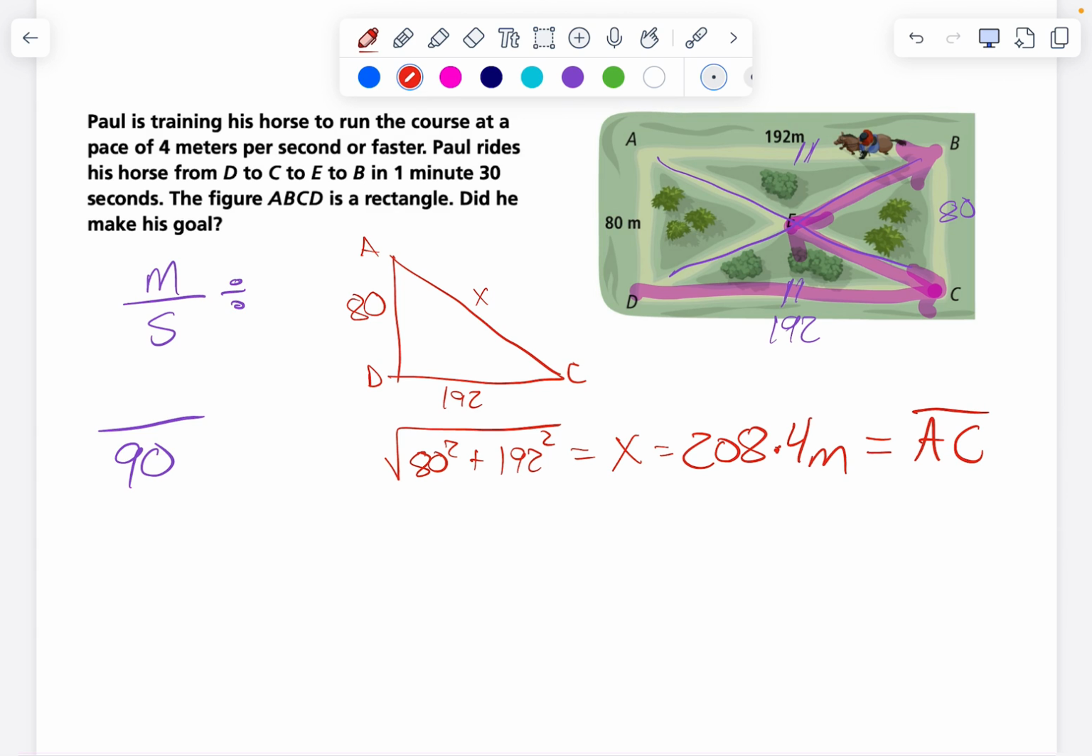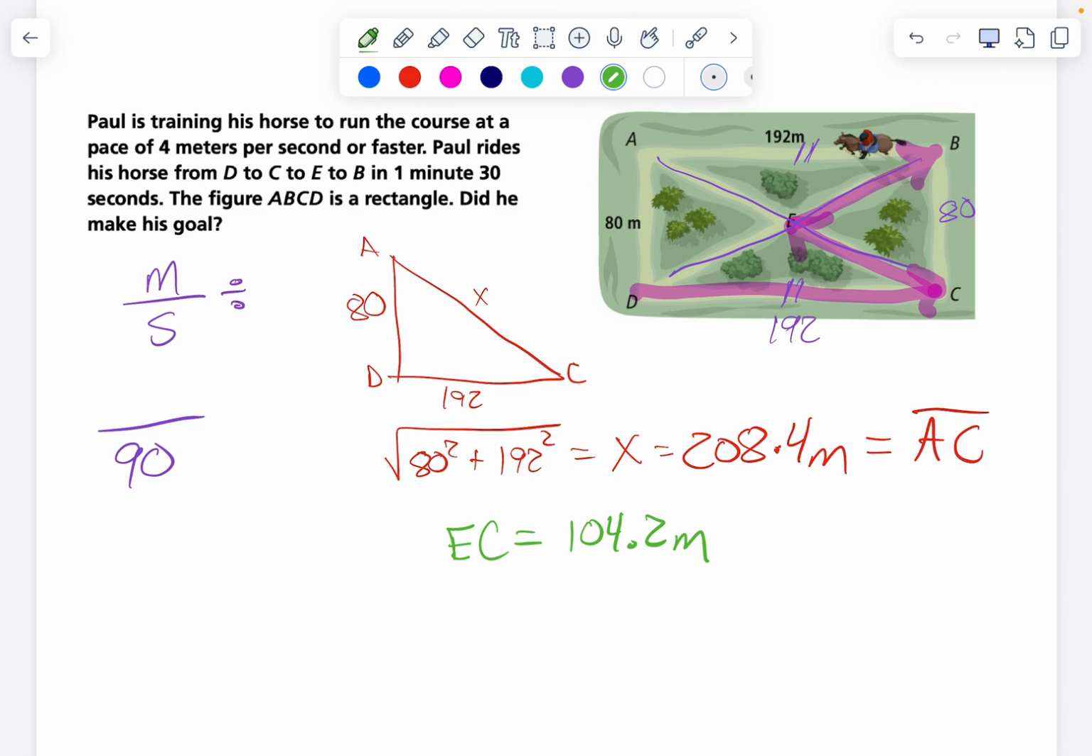So I'm going to chain a couple equalses together. So AC is 208.4. We want EC. So what is EC? Yeah, it's half, right? Because this is a parallelogram first, so that means its diagonals are bisected. So EC is 104.2 meters.